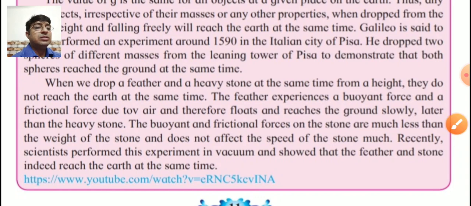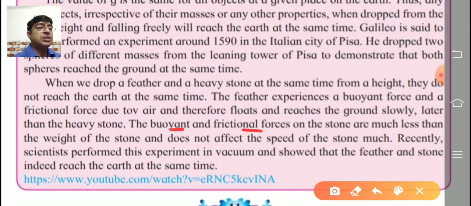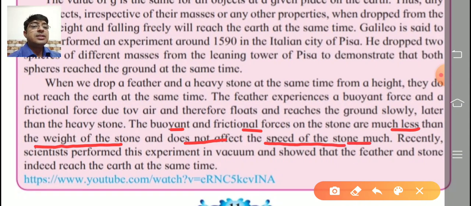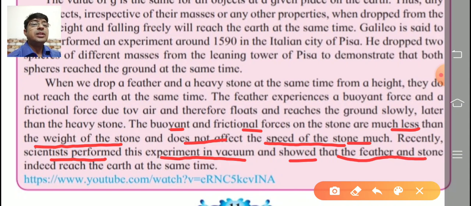The buoyant and frictional force on the stone are much less than the weight of the stone and do not affect the speed of the stone much. Recently, scientists performed this experiment in a vacuum and showed that the feather and the stone indeed reach the earth at the same time. One site is given, so you check that experiment on this site. By using this site, you can confirm how that happened.